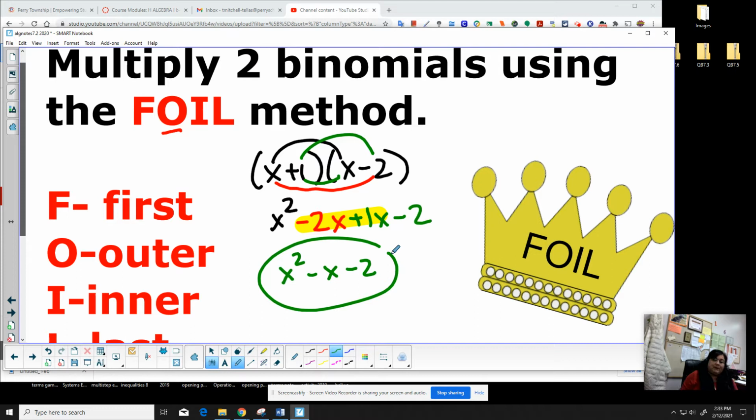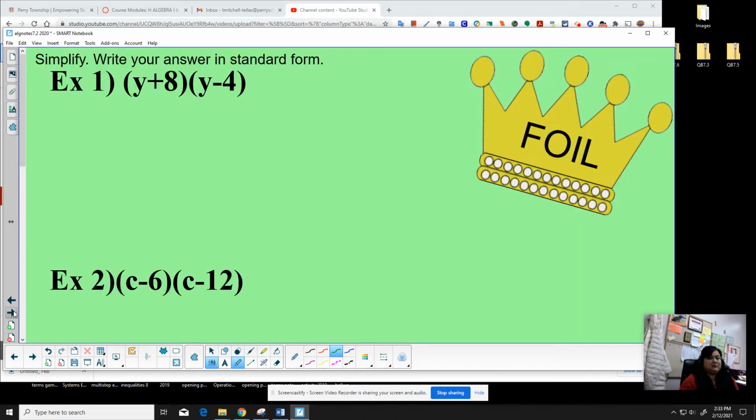So when I multiply two binomials, and most of these that we're doing today, you'll be getting a trinomial. All right, so here's some examples. I'll do the first one again.